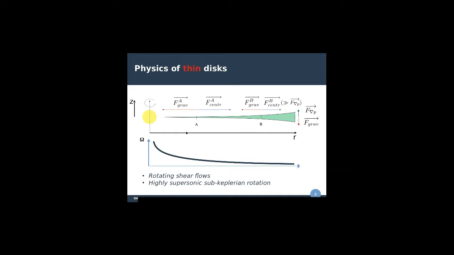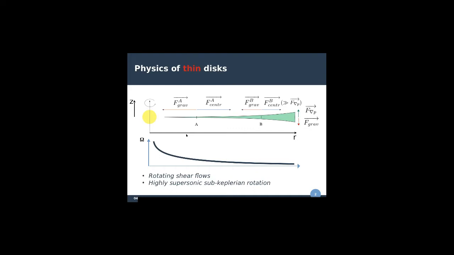So these disks are radially in rotation, and there is a shear in the radial direction, and they're also stratified radially. And in the vertical direction, it's a standard hydrostatic equilibrium between the vertical component of the gravity of the star and pressure force. And in this vertical direction, they are also stratified, and there is also some shear.